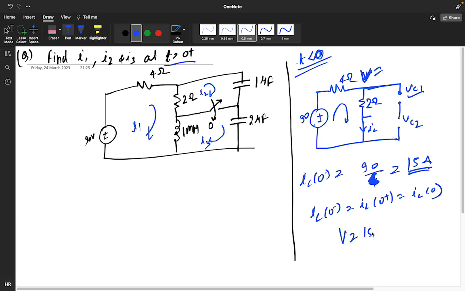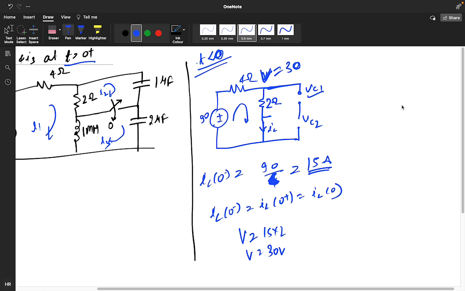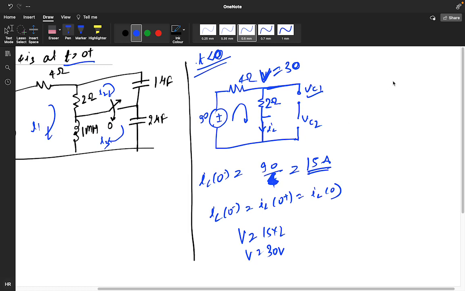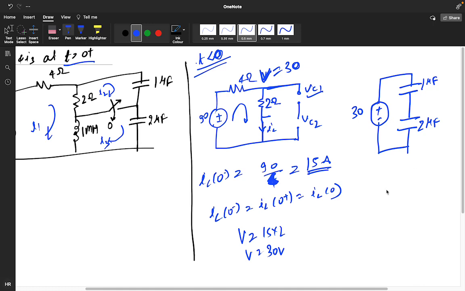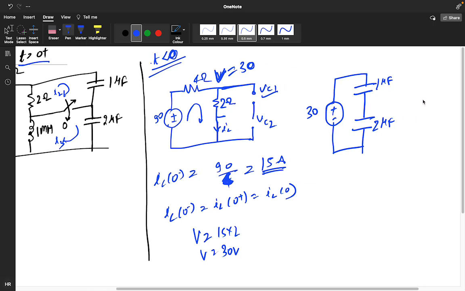V is equal to 15 into 2, which is 30 volt. So 30 volt is coming, and now you need to find the values of VC1 and VC2. You have two capacitors. Although it is open, you have to find them separately. We got the value, that is 30 volt, with 1 microfarad and 2 microfarad. Apply the voltage divider rule and get the value.